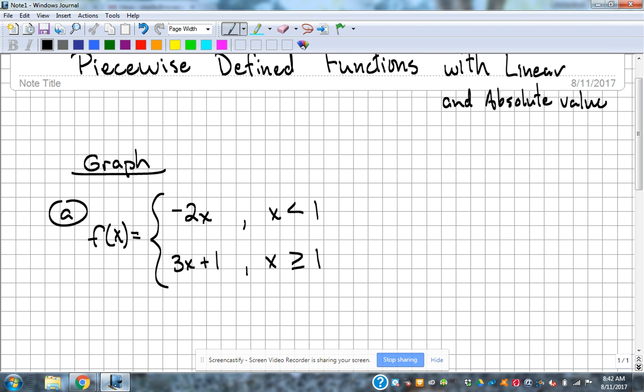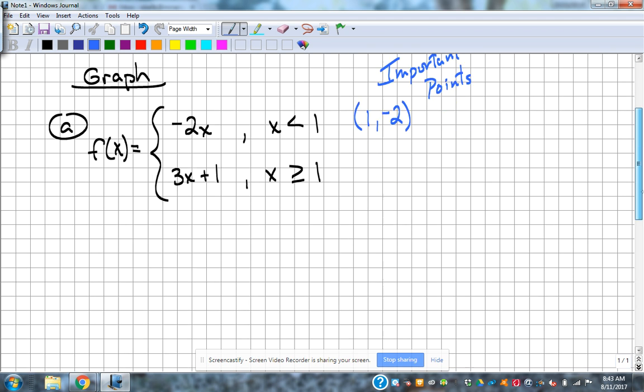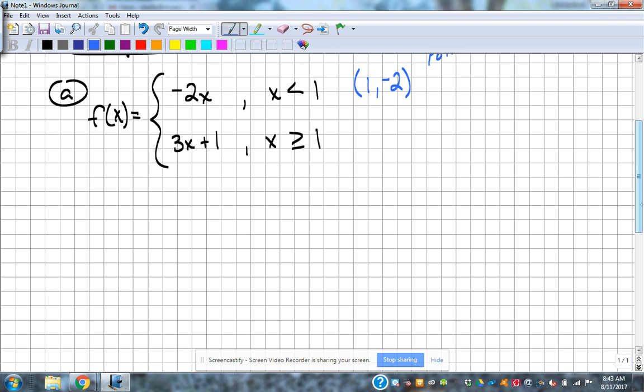Where is that at? So what I do is I find the important point by plugging 1 in for x and find the y value that's going with that. Okay, 1 times negative 2 would be negative 2, right? So that's an important point. Okay, so I like to do one piece and then go back and do the other piece. So that's what I'm going to do. I'm going to draw the graph here for that first piece.